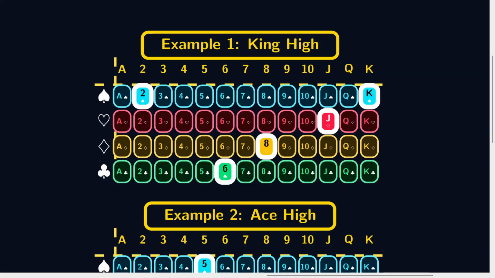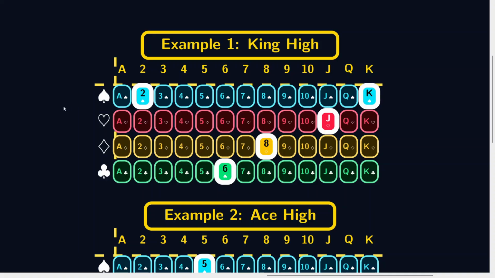The first example is a king-high hand. The 5 highlighted columns are king, jack, 8, 6, and 2. Look at those column choices. King, jack, 8, 6, 2. There are gaps everywhere. From king to jack, you skip a column. From jack to 8, you skip 2 columns. From 8 to 6, you skip a column. From 6 to 2, you skip 3 columns. Definitely not consecutive. And the highlighted boxes are the king of spades, the jack of hearts, the 8 of diamonds, the 6 of clubs, and the 2 of spades. The rows jump around with no pattern. Spades, hearts, diamonds, clubs, spades. No single row contains more than 1 dot.